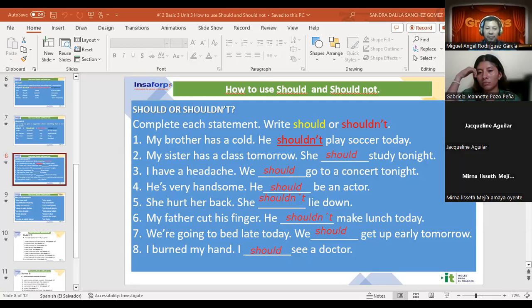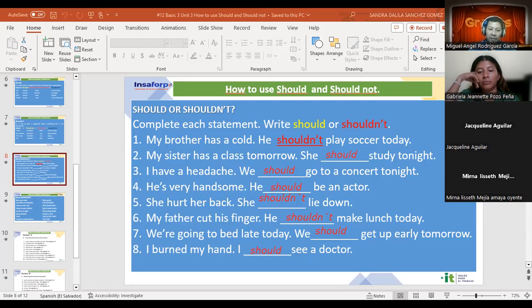Number five. She hurt her butt. She shouldn't lie down. Okay, you say hurt. She hurts. Hurt. She hurt her butt. She shouldn't lie down. My father has cut his finger. He shouldn't make lunch today. We are going to bed late today. We should get up early tomorrow. I burned my hand. I should see a doctor.